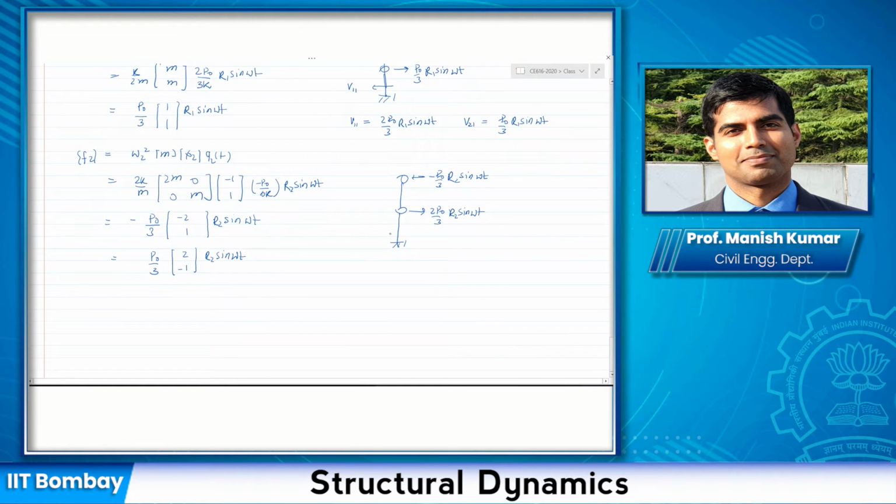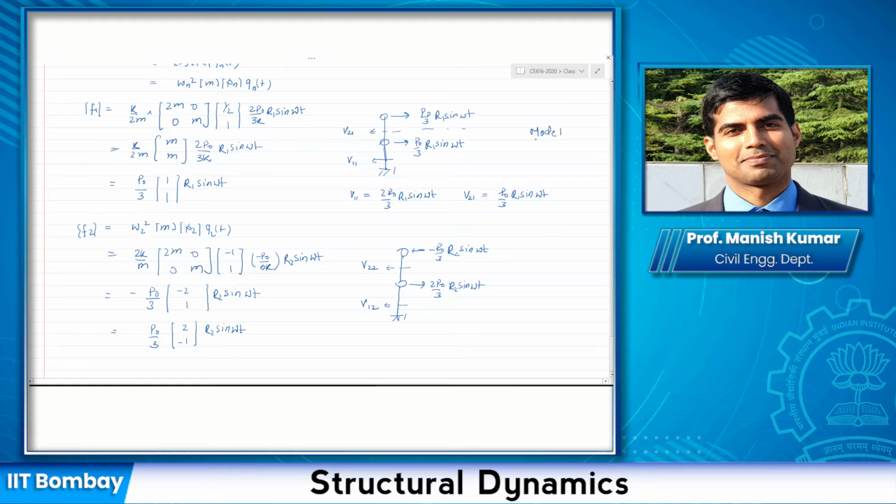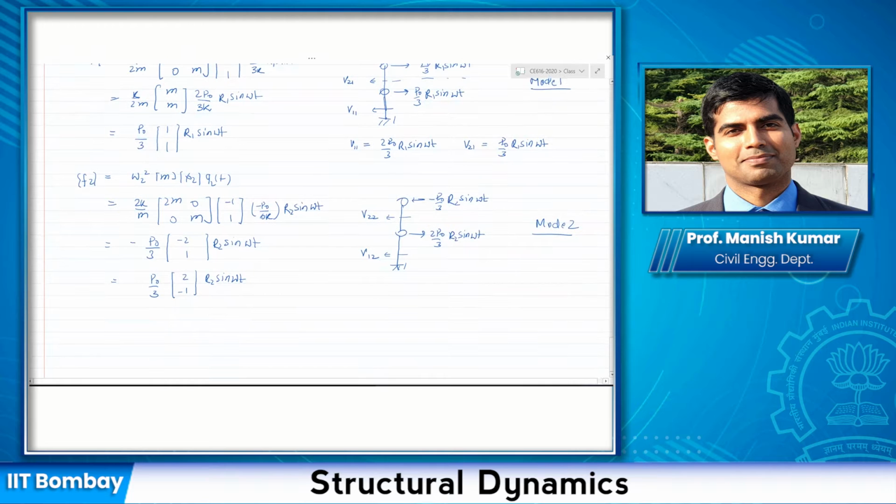Similarly here, story 2 mode 2, story 1 mode 2. Maybe I should write mode 1 here and mode 2 here. So again, like what we have done previously, V12 becomes the sum of these two. There is a negative sign, so effectively it would be P0 by 3 R2 sine omega t, and then V22 here would be minus P0 by 3 R2 sine omega t.